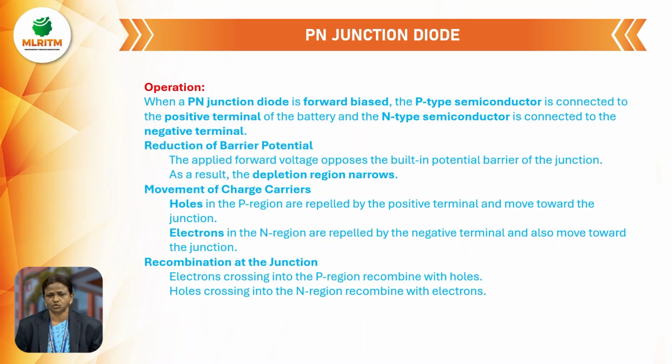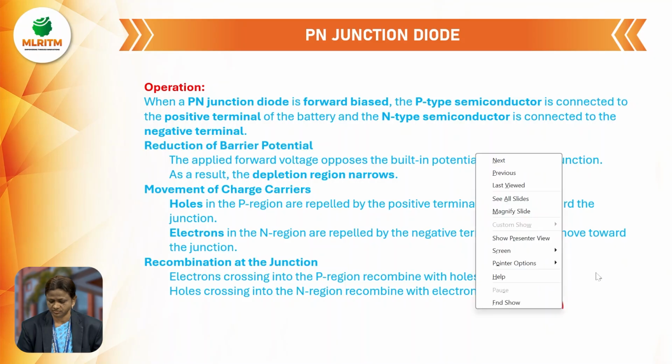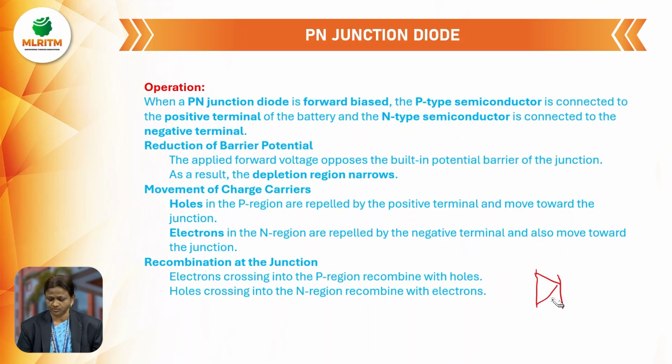Half of the material is doped with p-type, half of the part is doped with n-type, then the p-n junction diode is formed. So what is the symbol for p-n junction diode? This is the symbol for p-n junction diode. This is anode, this is cathode. It contains two terminals, anode and cathode. Anode is nothing but the positive terminal, cathode is nothing but the negative terminal.